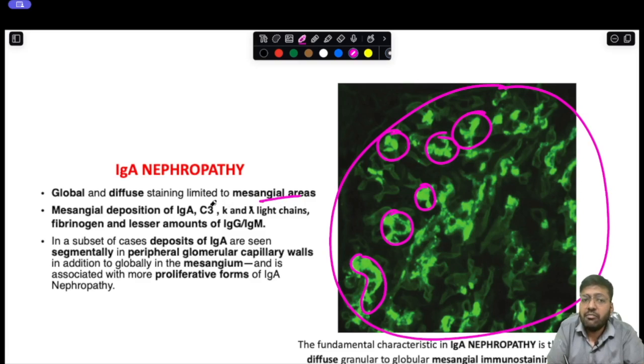So what all you see, mainly you will see IgA, along with that C3, kappa, lambda chain also seen, and lesser amounts of IgG and IgM are seen.